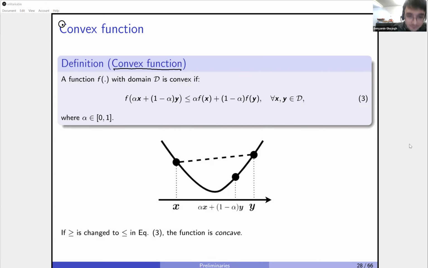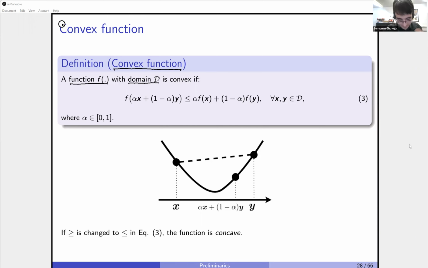What is a convex function? So don't confuse convex function with convex set. Do you remember we explained what a convex set is? This is a convex function. So a function f, assume its domain is D. Domain, what does domain mean? Domain means where we can have the input of the function. So what is the feasible region for the input of the function f? That's called the domain of x.